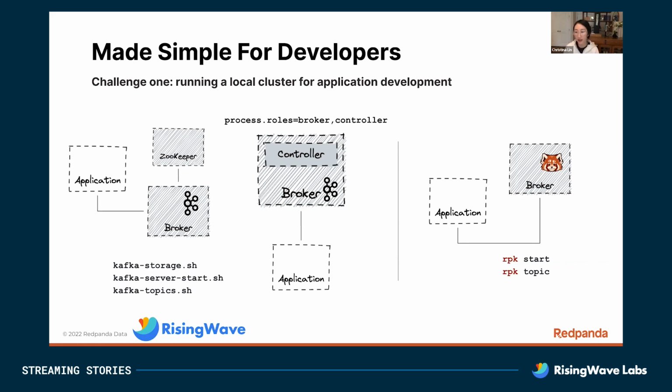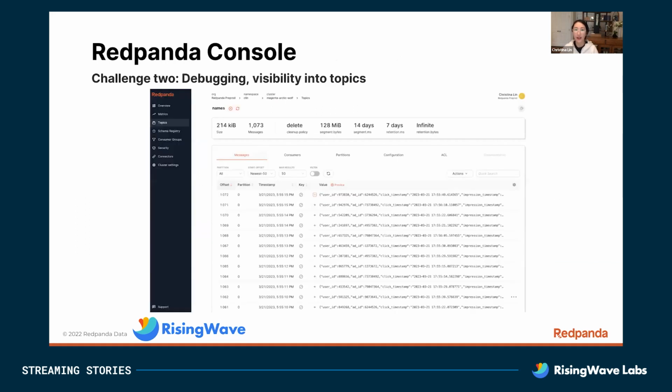But with Redpanda, you can do that with a single tool called RPK, which is Redpanda Keeper. You can use that to start the container. You can use that to create topics. You can use that to produce messages. And we even have a console, which is the one that you just saw. This console will allow you to see what's in the topic itself.